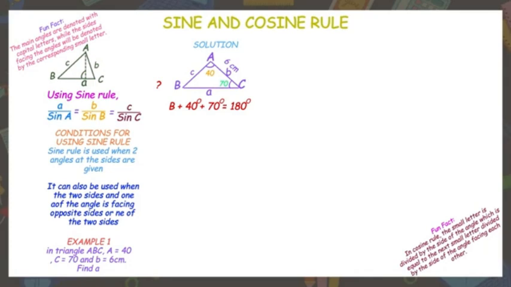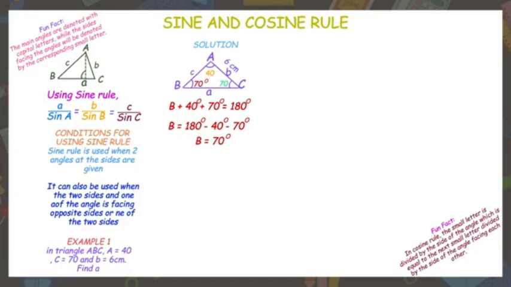So that means that angle B is equal to 180 minus 40 minus 70 degree. So that means we are going to have 180. When we subtract 40 from 180, we are left with 140. 70 from 140 is 70 degree. So that means that angle B is 70 degrees. So this angle becomes 70 degree. Now we are to find A using our sine rule.